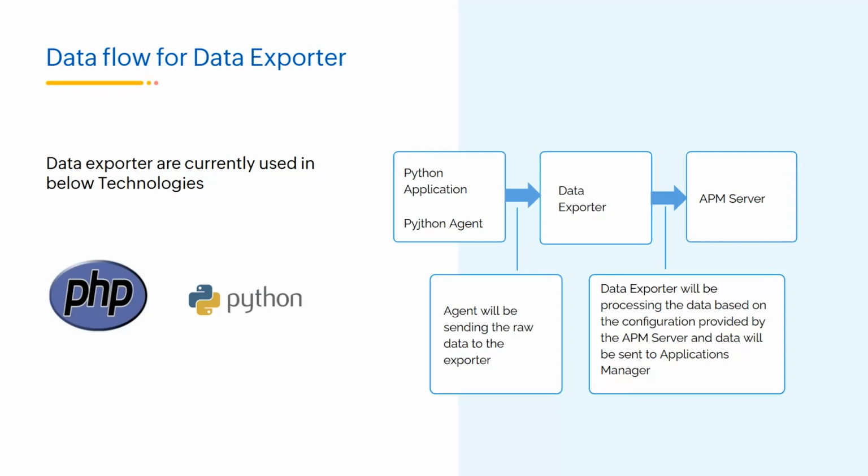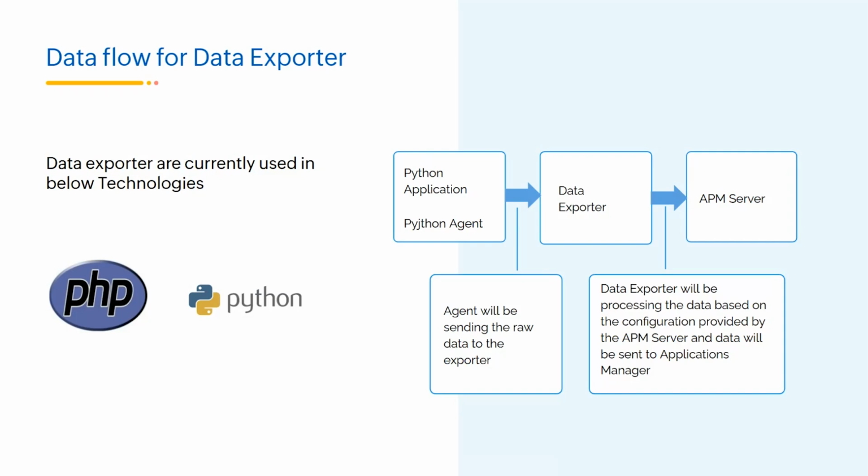Now, this is the overview of the data flow through a data exporter. So the data exporter supports agents written in Python and PHP. These agents are responsible for monitoring the applications to capture their metrics and traces. Developers or the IT team integrate the supported agents into their Python or PHP applications.